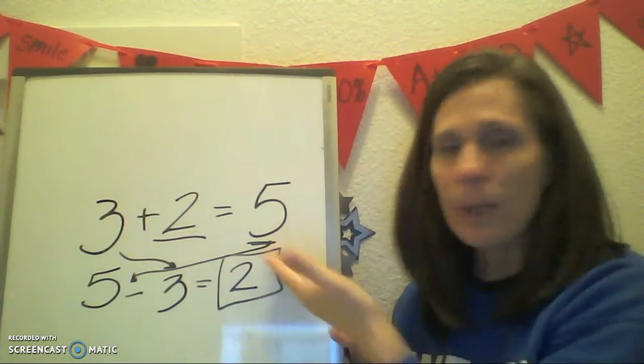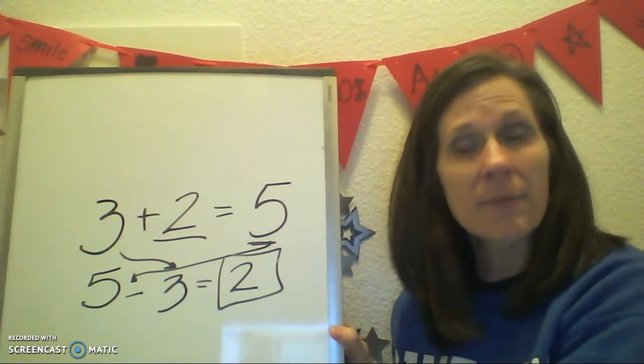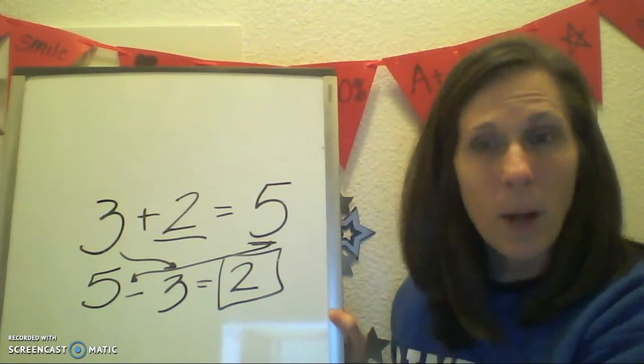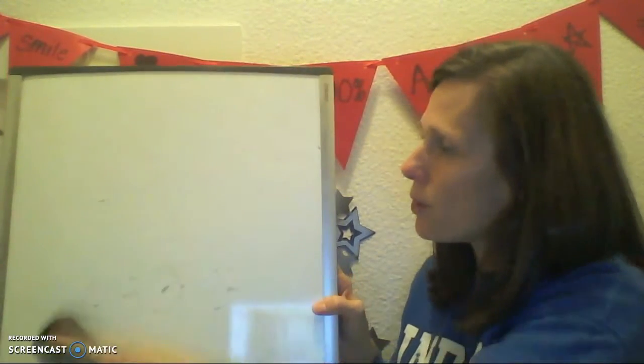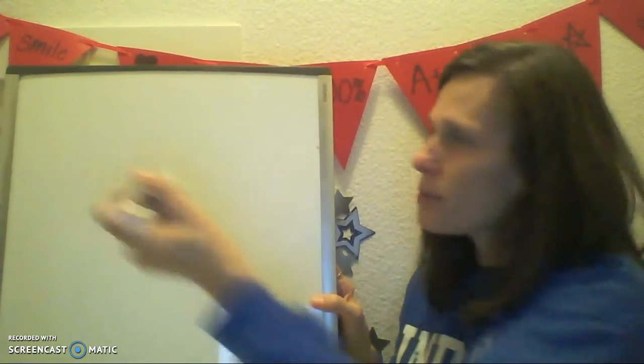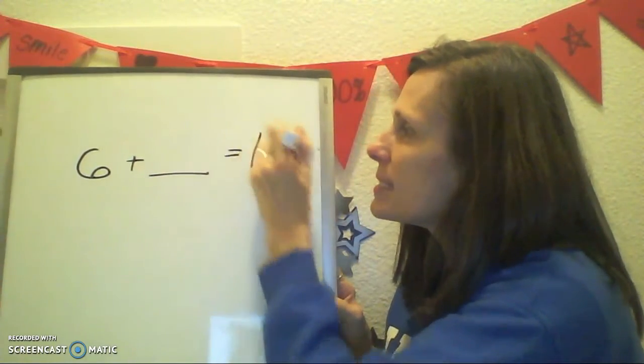That's pretty easy, right? You probably were doing that at the end of 1st grade or the beginning of 2nd grade, but now that we're at the end of 2nd grade, the problems get a little harder. So let's do a few more with some higher numbers together. Let's do this one here: 6 plus something equals 10.